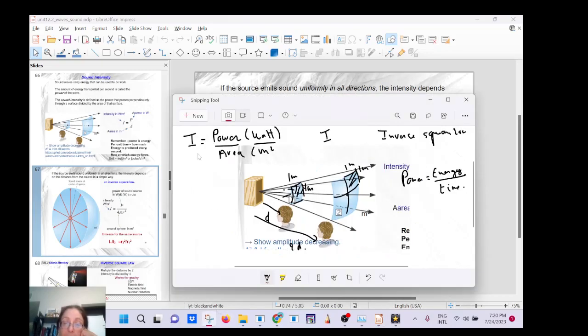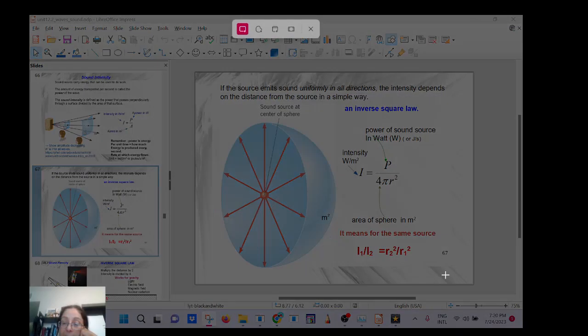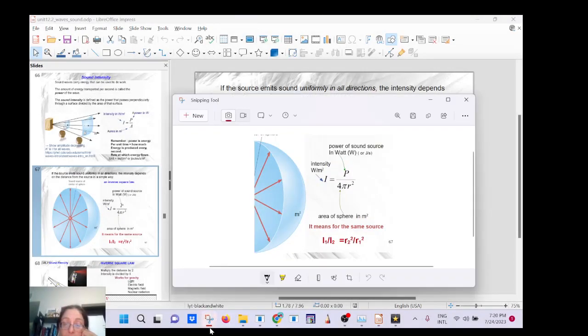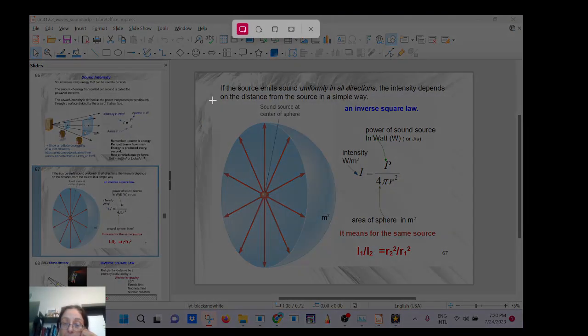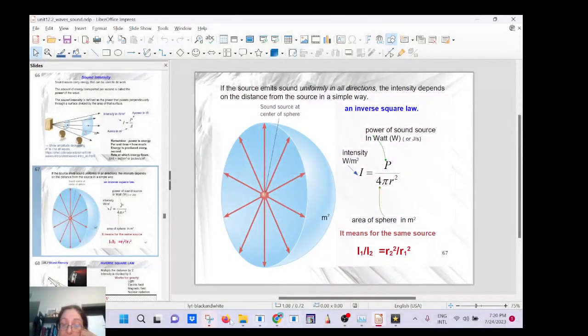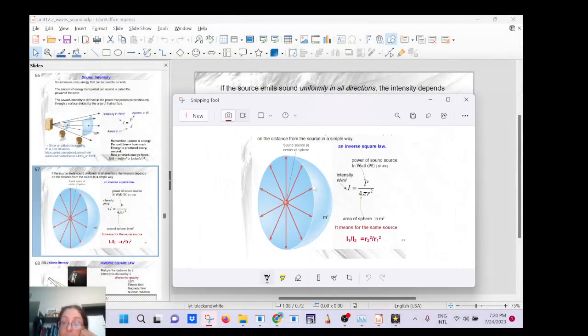So it means that if you are at a distance r from the source, so if you cut out a small area here, 1 meter by 1 meter, the amount of energy flowing through this area will be equal to the power of the source. So that means the energy produced by the source per unit second divided by 4 pi r squared.